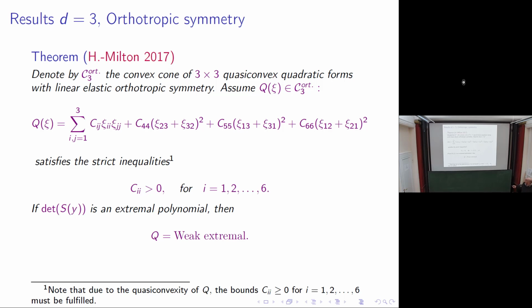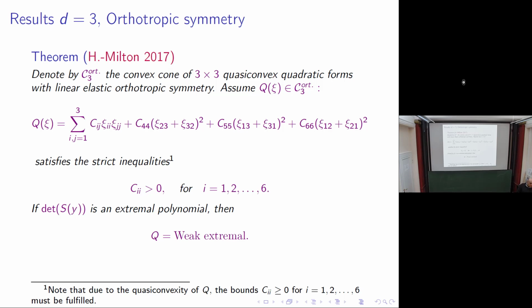So, orthotropic symmetry. Then we were able to prove that we assume these coefficients are automatically non-negative because the form is convex, but we assumed that they are positive. If you assume they are strictly positive, then we were able to prove that if the determinant of this thing is an extremal polynomial, then the form is a weak extremal.